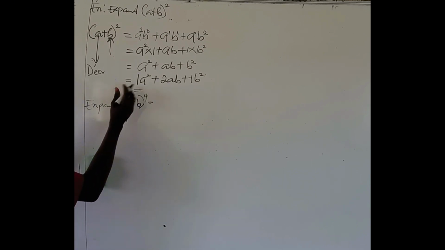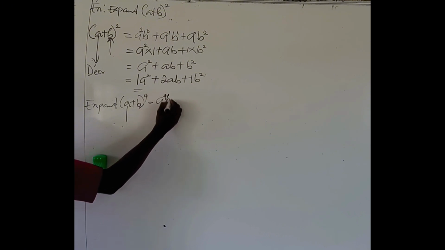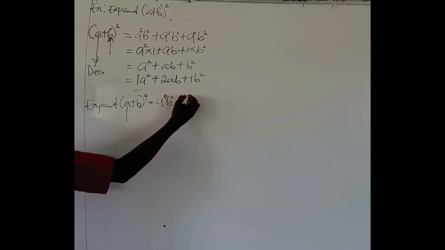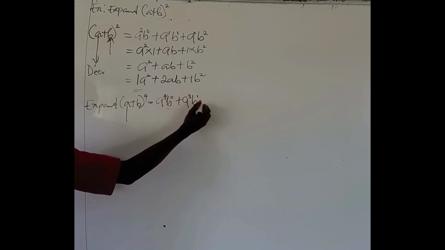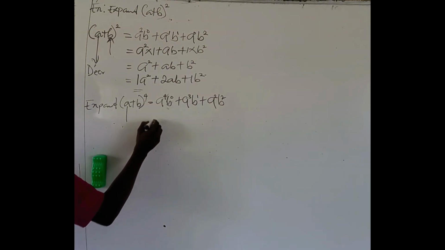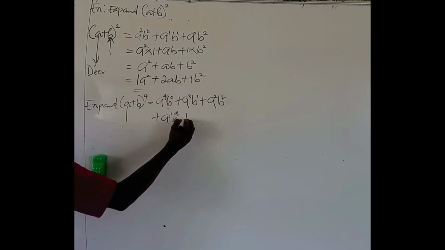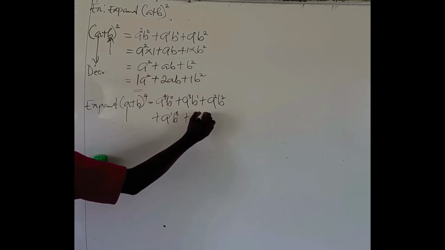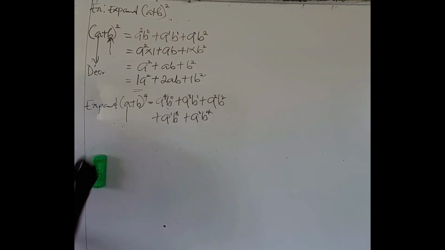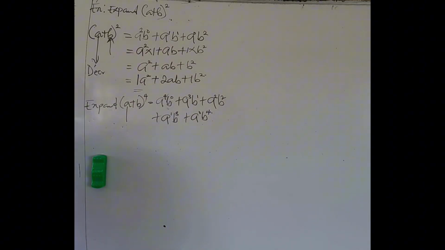So now we are expanding it, it's going to be A raised to power 4 multiplied by B raised to power 0 plus A raised to power 3 multiplied by B raised to power 1 plus A raised to power 2 multiplied by B raised to power 2 plus A raised to power 1 multiplied by B raised to power 3 plus A raised to power 0 multiplied by B raised to power 4. So I see as A is decreasing, B is increasing. So that is the logic of using this Pascal triangle.